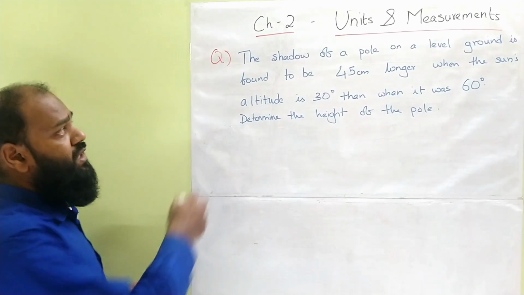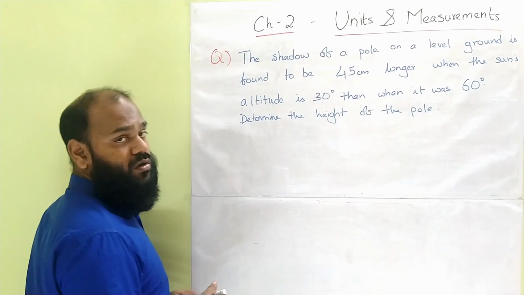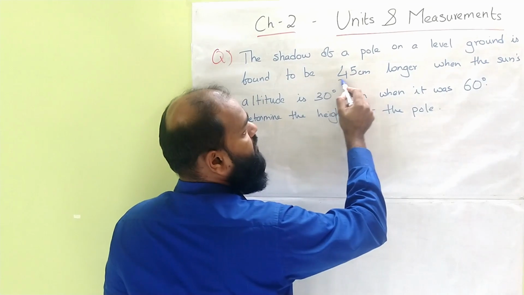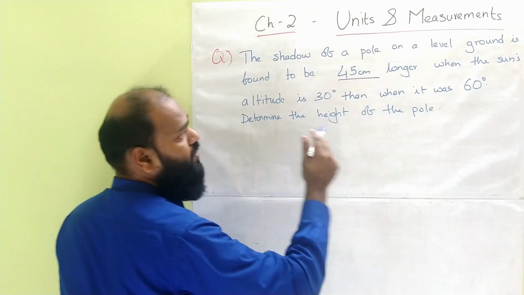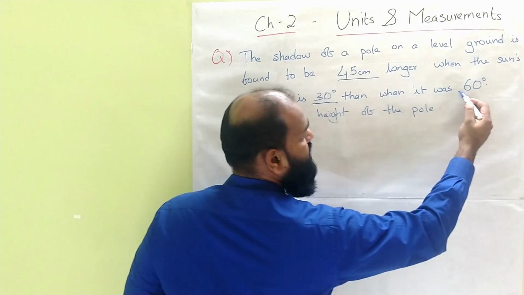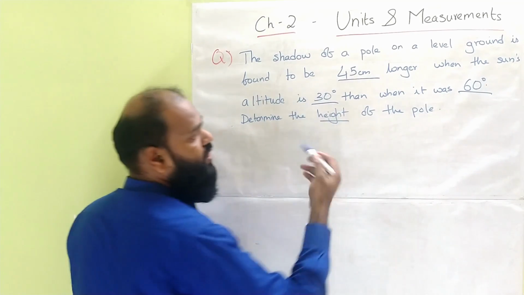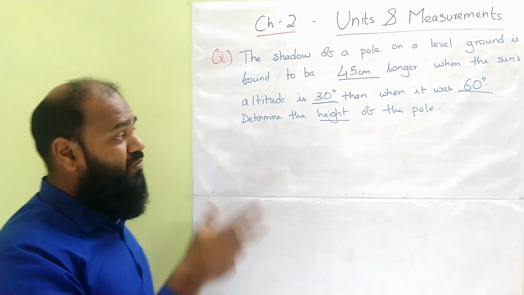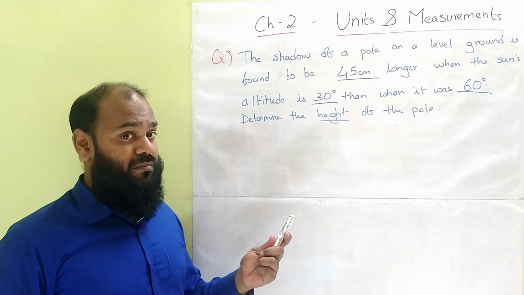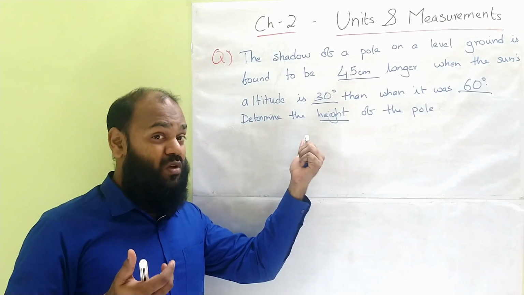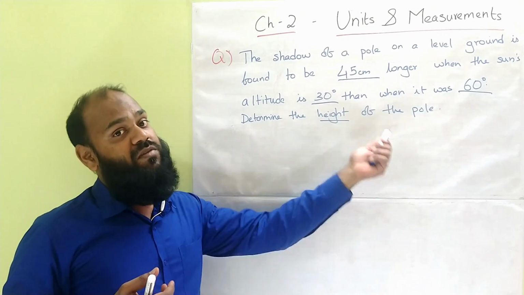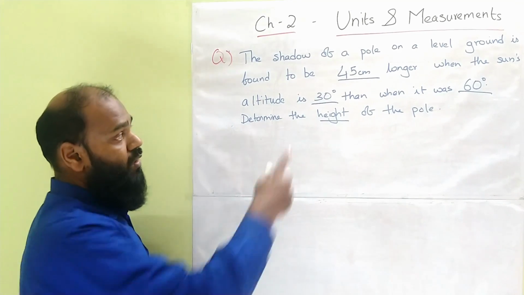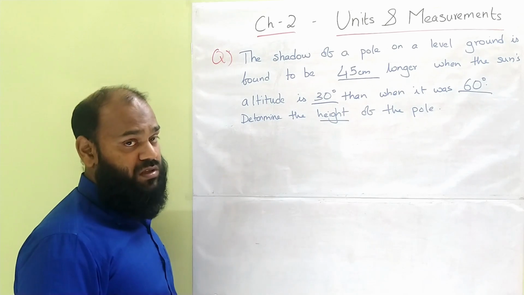Let's start. See what the important parameters given in this question are: 45 centimeter, 30 degrees, 60 degrees, and we need to determine the height of the pole. To find out which chapter this question is coming from, or which method to use, we can identify that by first drawing a diagram. Now let's draw the diagram based on the information given in the question.